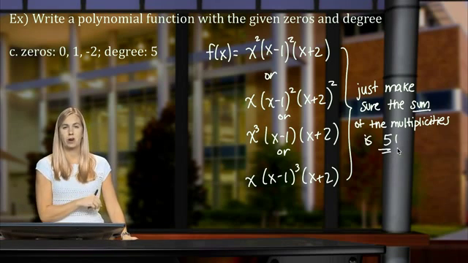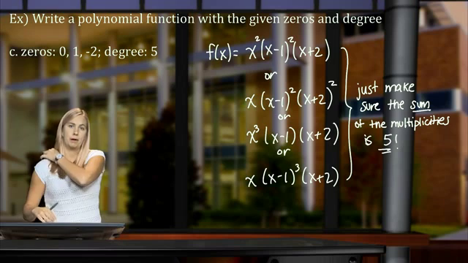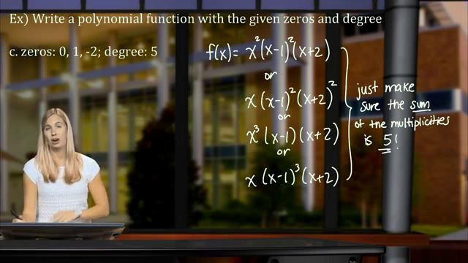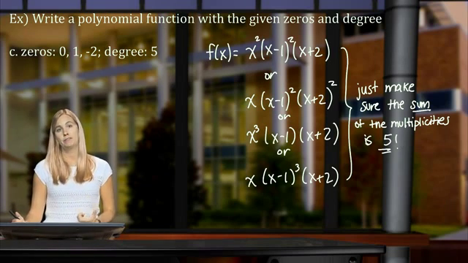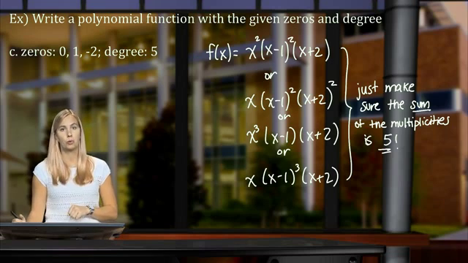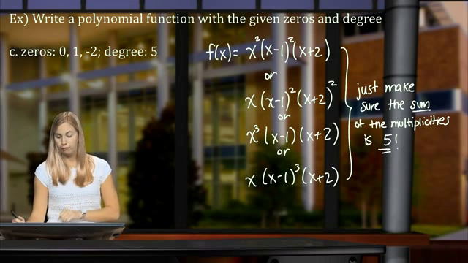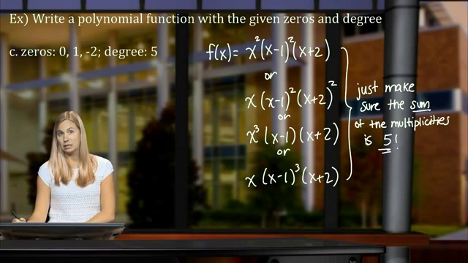So there's lots of different options for modeling these polynomial functions. But in our next example, we're going to have a graph, so we have a lot more information to work with. We're going to be able to come up with our lead coefficient as well, and the exact multiplicities for each zero.